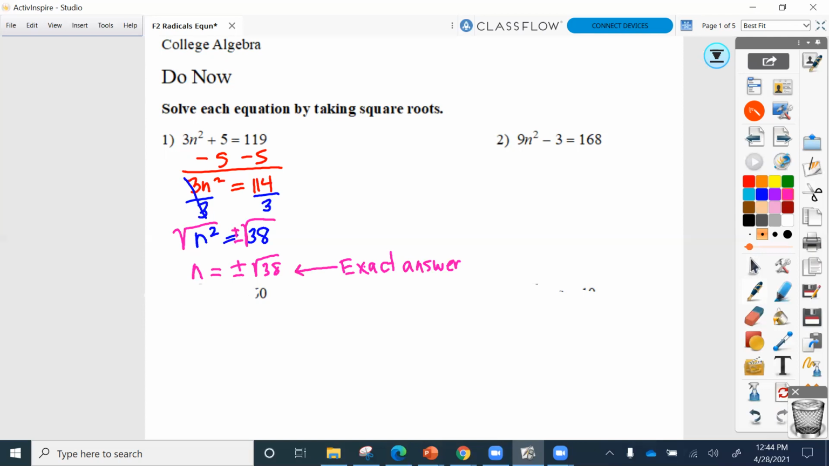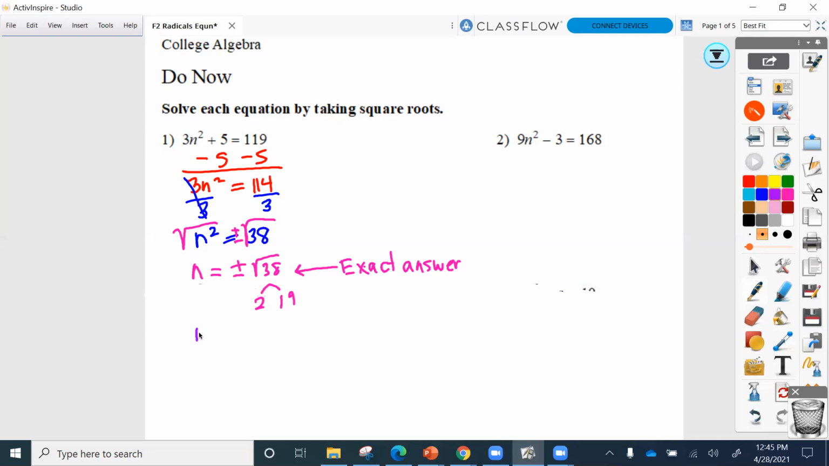Because we can't simplify 38, because if you did a factor tree for 38, you'd get 2 and 19, right? So both 2 and 19 are prime numbers because they only have factors of 1 and themselves. So that's how you know you can't break down the square root of 38 anymore. So that's your exact answer.